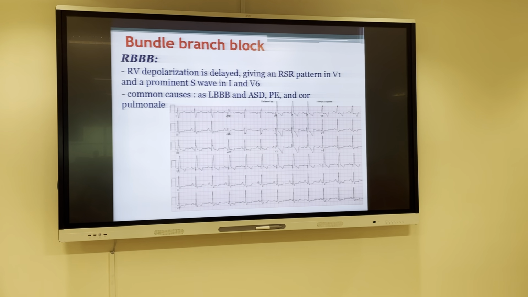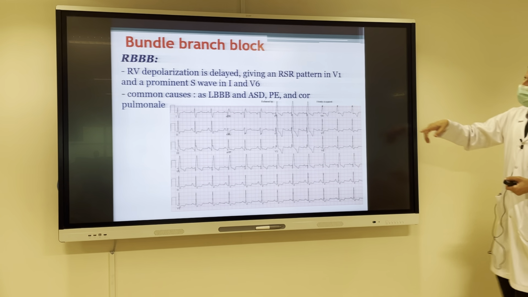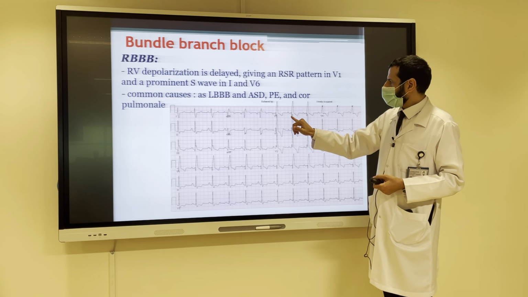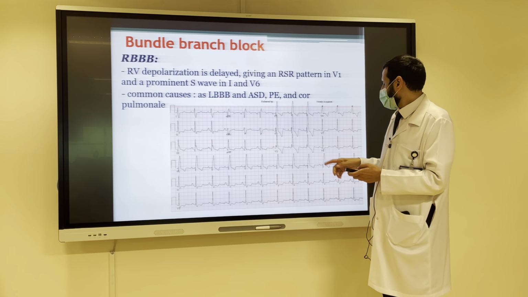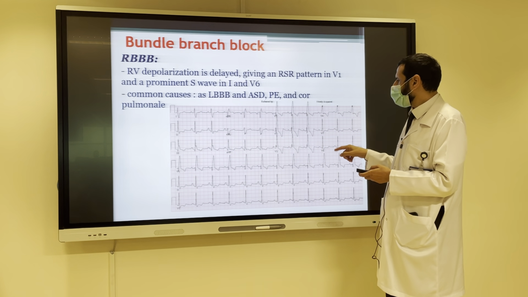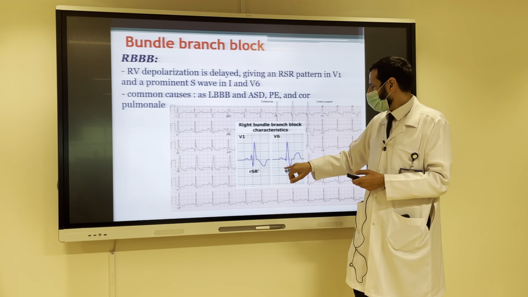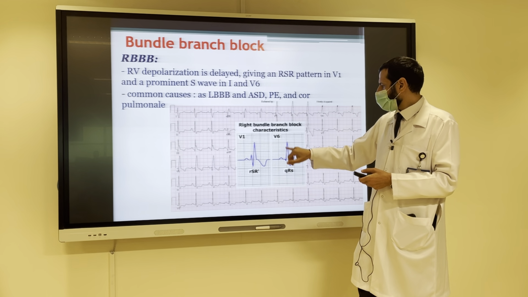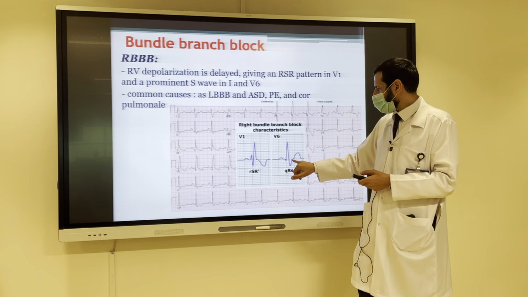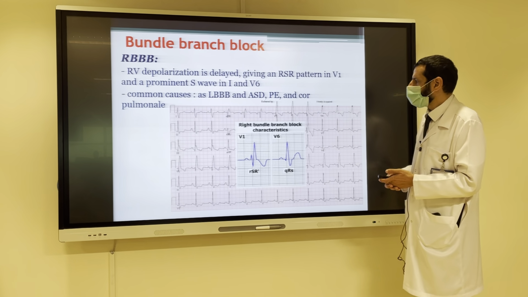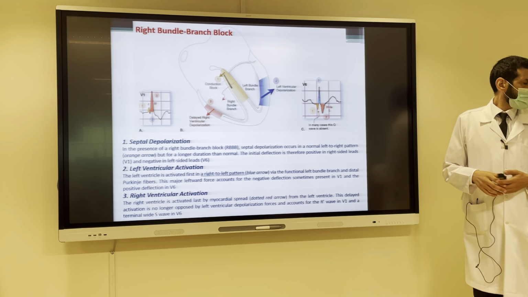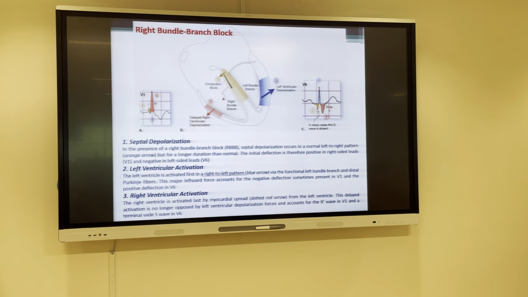And for right bundle, remember RSR: small r, deep S, large R prime. In V6 and V5 we have a deep S wave. RSR in V1, and in V6 a positive R with a deep S, where the S is bigger. This is just another cartoon explanation for the right bundle.